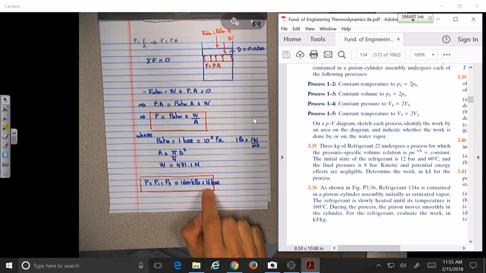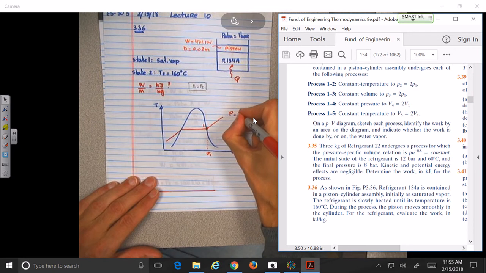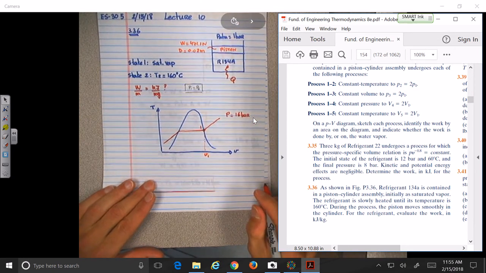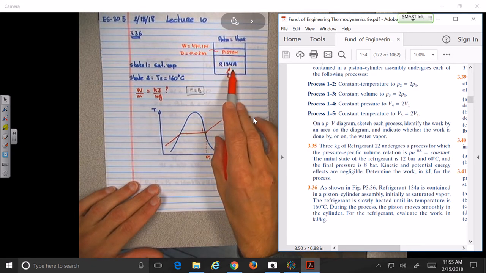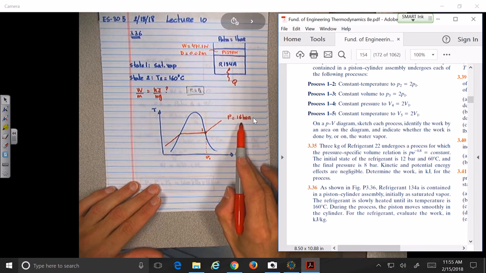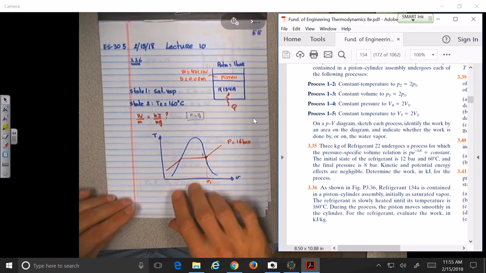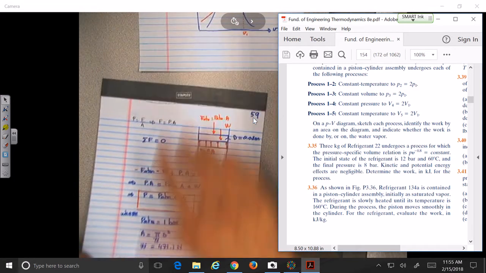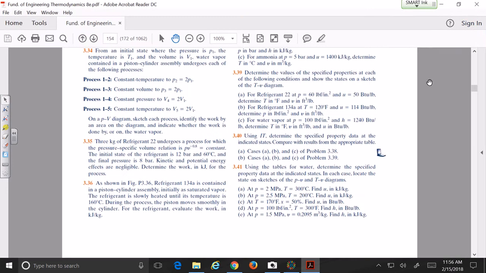Okay, so now that I know the pressure, what can I do? I know that this pressure will be what over here? 16 bar, no? So now for the substance, refrigerant 134A, can I go to the tables and look at the 16 bar? So let's see, what will be that table? 944. Okay.